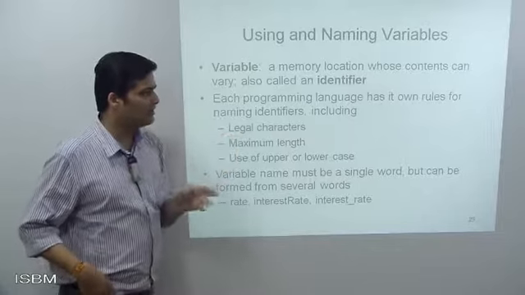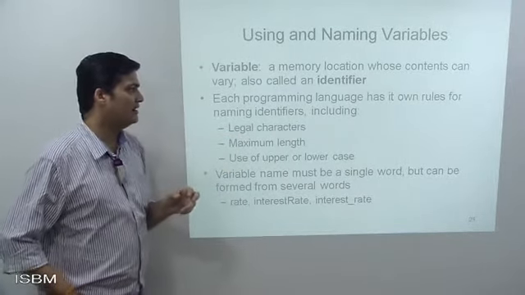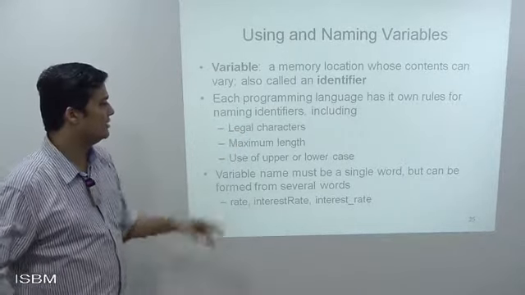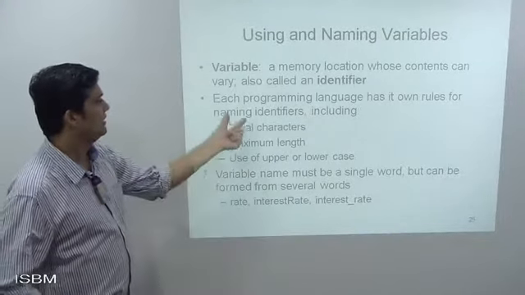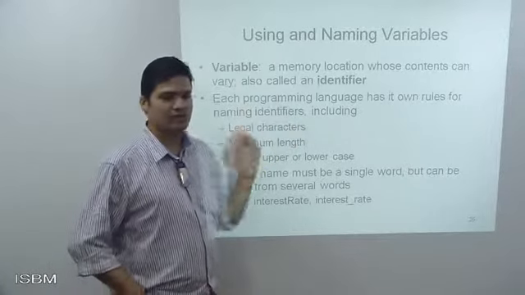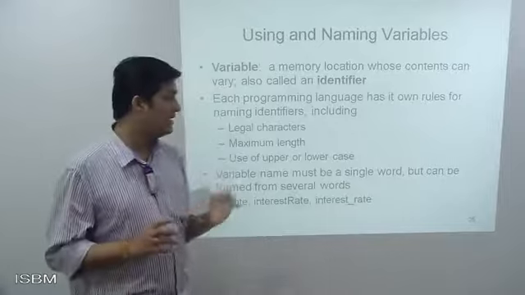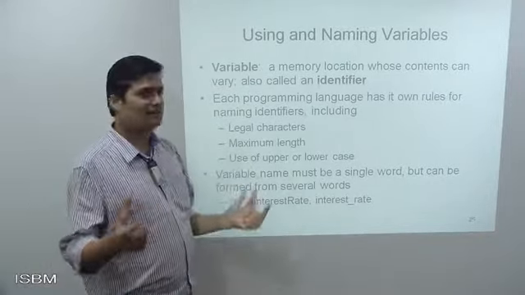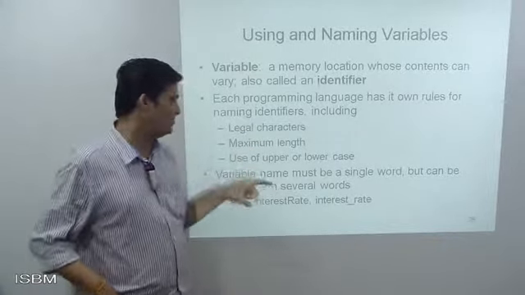Each programming language has its own rules for naming identifiers, including legal characters, maximum length, and use of upper and lower case. Every programming language has its own naming rules for identifiers. With the help of that, they recognize legal characters and have some maximum length. You cannot go beyond this maximum length.